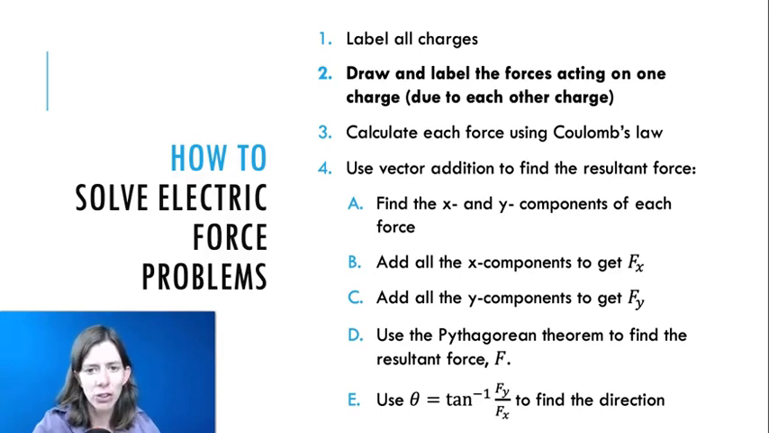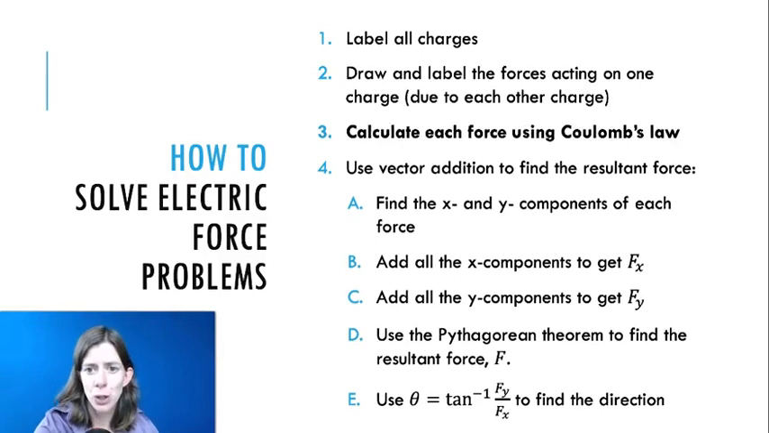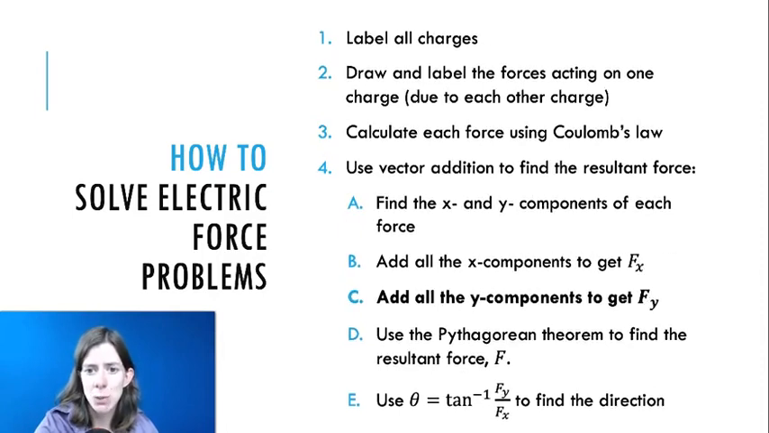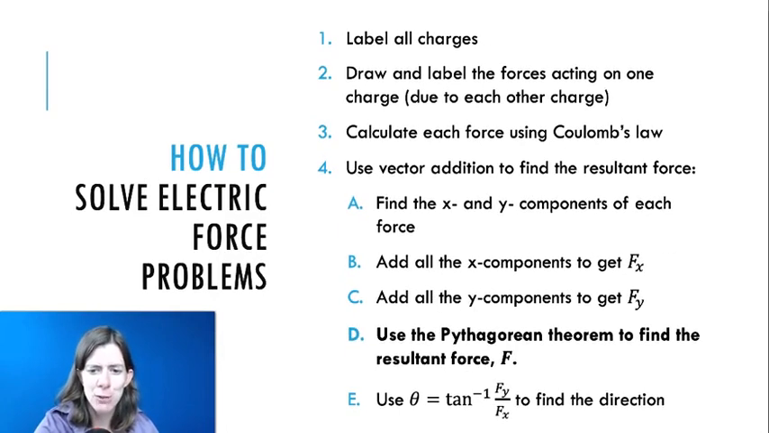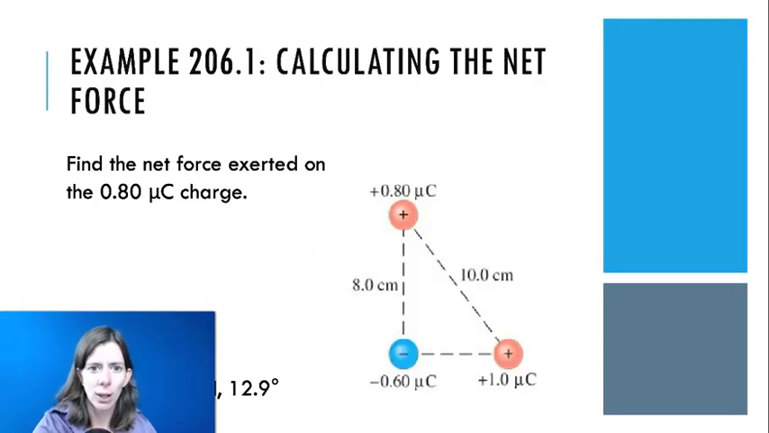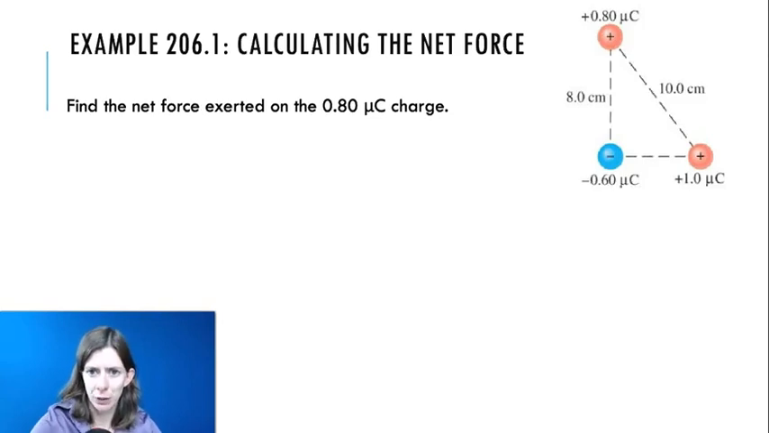And actually, we're going to go through all of these steps as we do the example. That's going to be a lot more useful. So let's take a look at this example here. It says, find the net force exerted on the 0.8 microcoulomb charge. So the first step was to label the charges. So let's go right here and let's call this charge 1, charge 2, and charge 3.